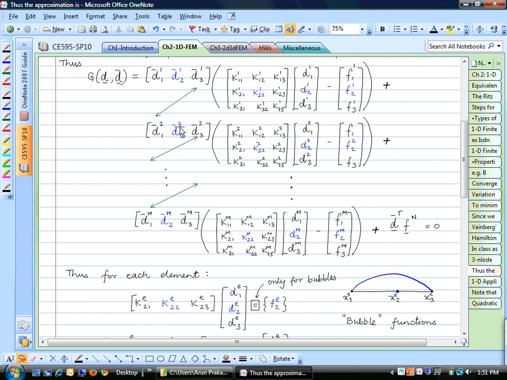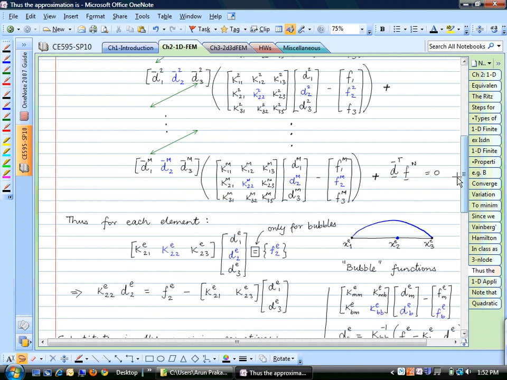So only for these bubble shape functions, we can see that they are not connected to anything outside this element. Therefore, we can actually collect the equations, this second equation right here. So if you collect this equation, and if you collect this equation, and similarly the second equation of every element, if you collect them out, those equations actually do hold. So this equality holds for these special bubble shape functions.